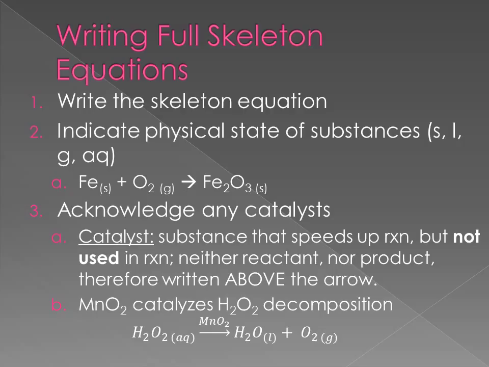This is a very fast reaction on its own. It happens in a couple of minutes if done correctly. So it does not need a catalyst, which means our arrow will be empty. It will not have anything above it because it does not need a catalyst to happen. But now if you look down on 3B, I've given you an example that needs a catalyst because it says so. So this example, MnO2 catalyzes H2O2 decomposition. MnO2, which is manganese dioxide, is used to speed up the breakdown of H2O2, hydrogen peroxide.